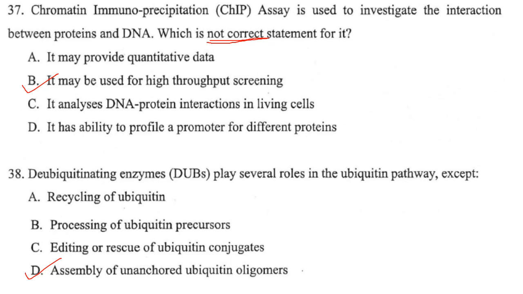Deubiquitinating enzymes play several roles in the ubiquitin pathway except recycling of ubiquitin. Yes. Processing of ubiquitin precursors. That's also correct. Editing or rescue of ubiquitin conjugates. That is also correct. Assembly of unanchored ubiquitin oligomers. That is not correct. Deubiquitinating enzymes cleave ubiquitin from the proteins, so they are not involved in assembly of the unanchored ubiquitin oligomers. Answer is 30 D.